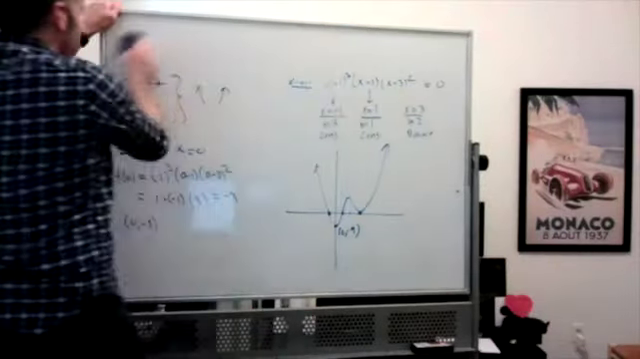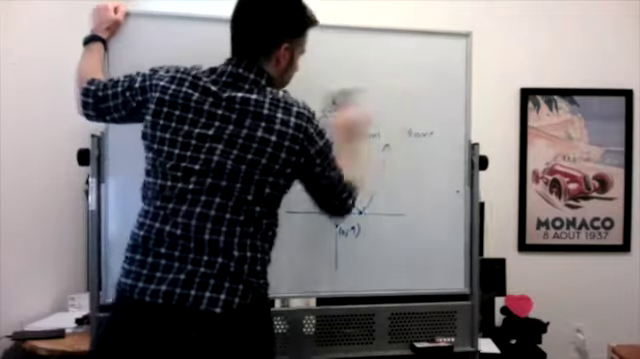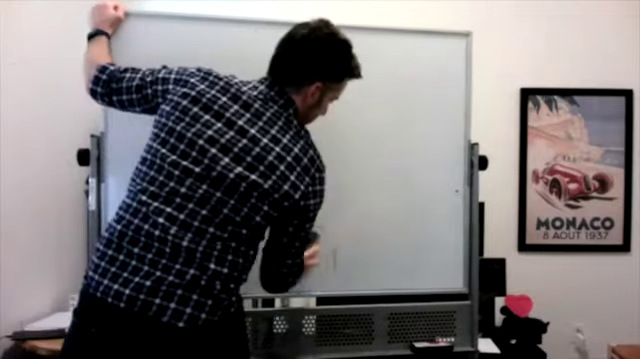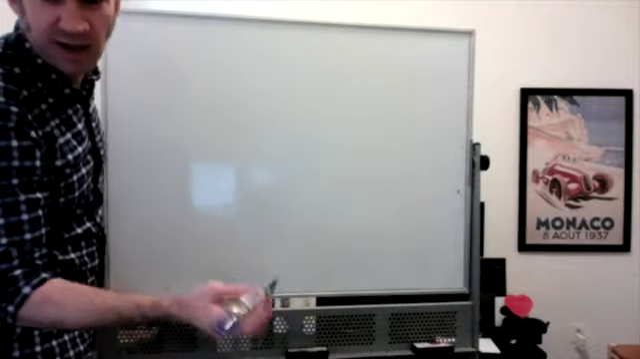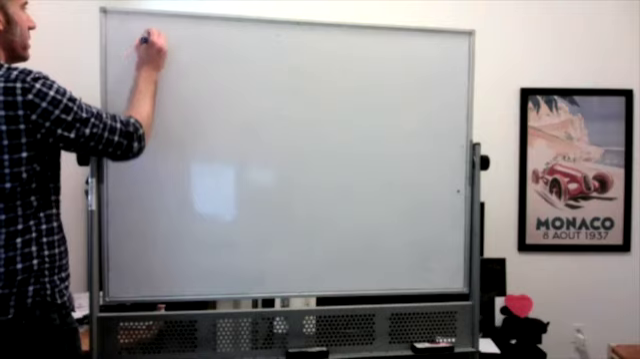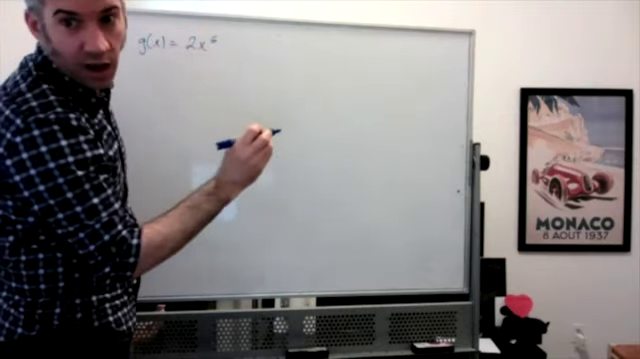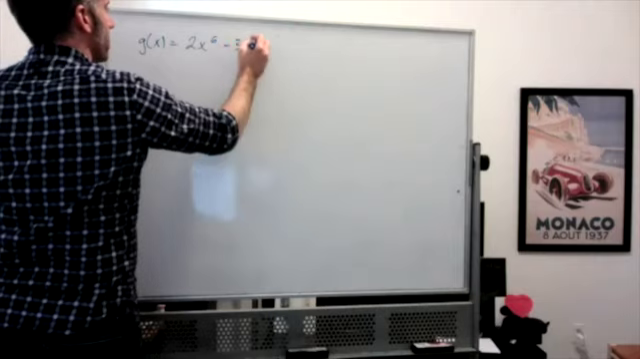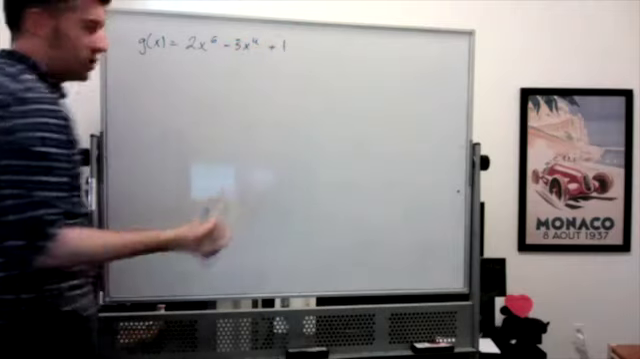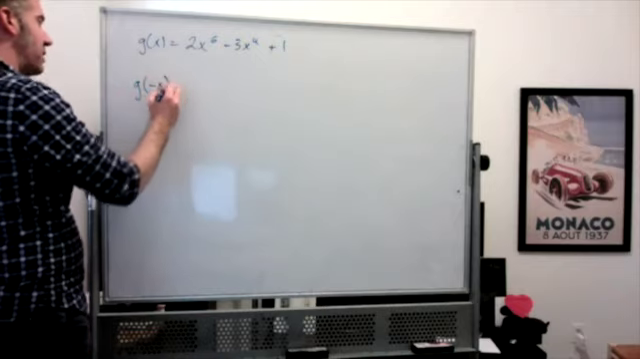Actually, let me do the example first. This function, what do we got here? g of x equal to 2x to the 6th minus 3x to the 4th plus 1. This function is also even. So g of negative x, right?